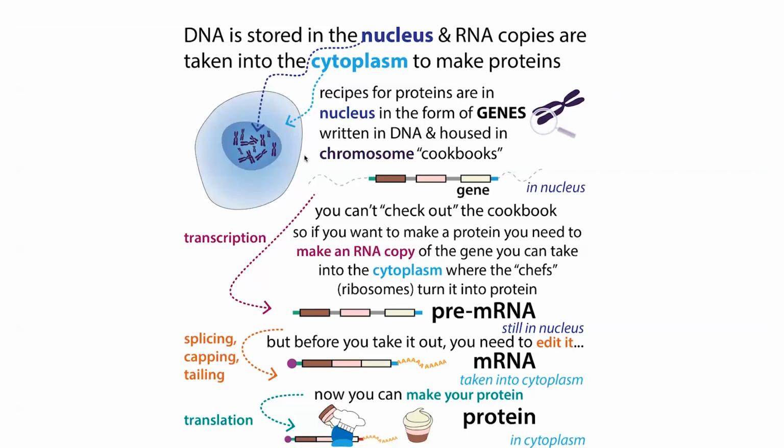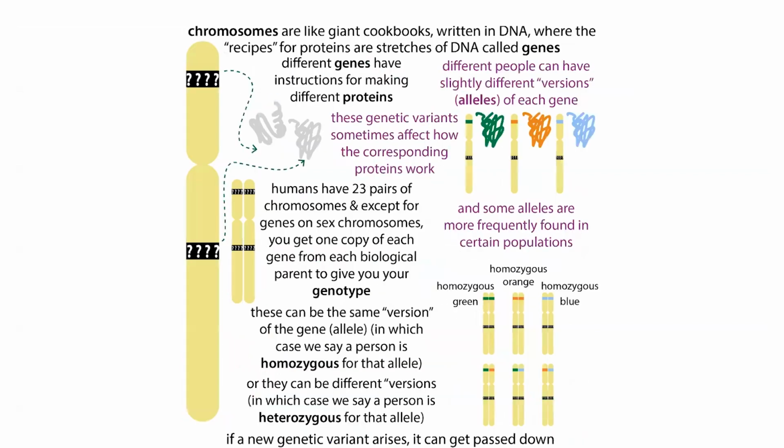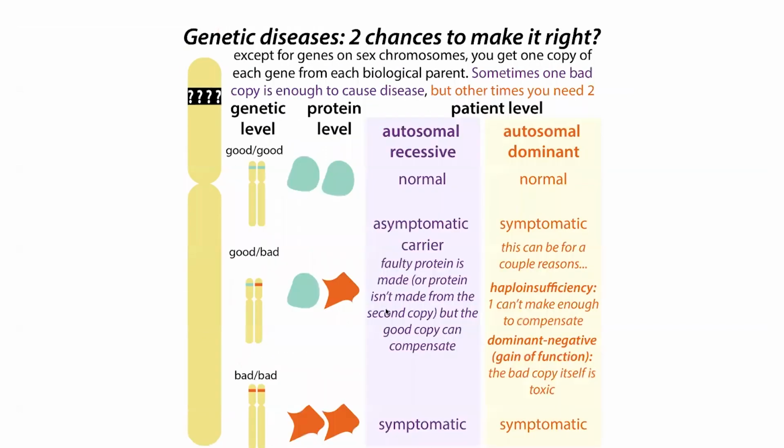Now, if the gene that was telling it to make the protein had mutations in it or changes in the recipe, then you're possibly going to get changes in that protein. Sometimes these changes are good, sometimes they're not good. And when they're not good, they can cause disease, but they might not cause disease because, well, for every gene, you get one copy from each biological parent. And so for a lot of different genetic diseases, you actually need to inherit a faulty copy from each parent. We call these diseases autosomal recessive.